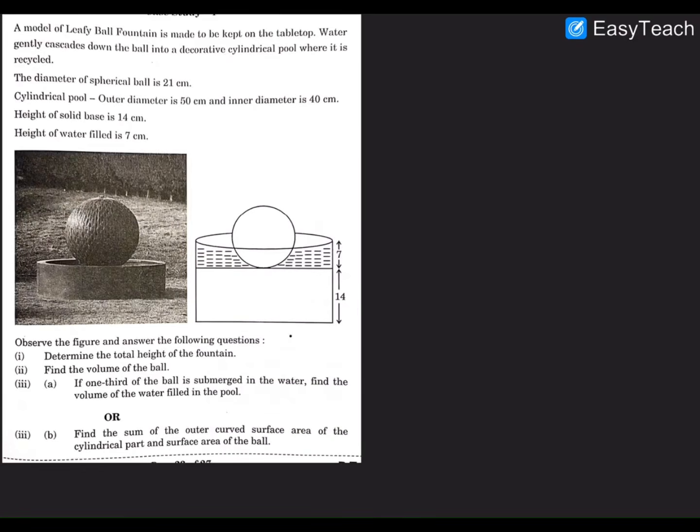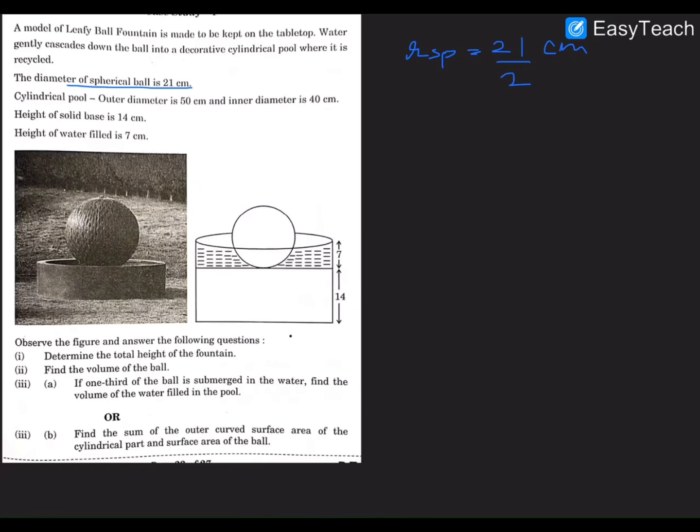Hello everyone, we are doing the 2026 case study question. A leafy ball fountain is kept on a tabletop and water gently cascades down the ball in a decorative cylindrical pool. Given to us is the diameter of the spherical ball, which is 21. That means the radius of the spherical ball is 21 by 2 centimeters.